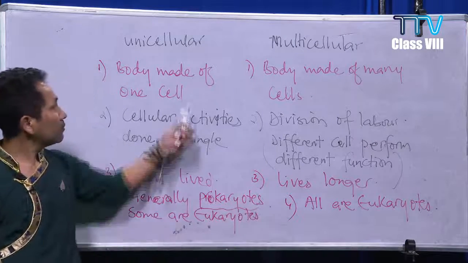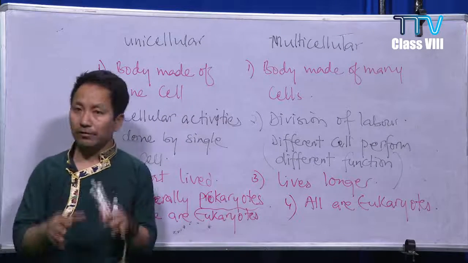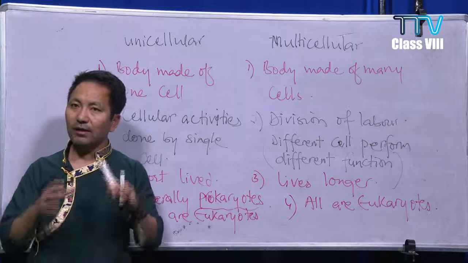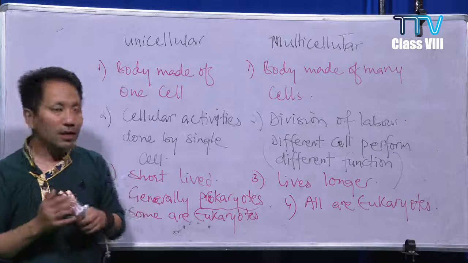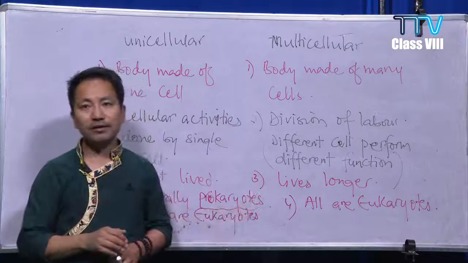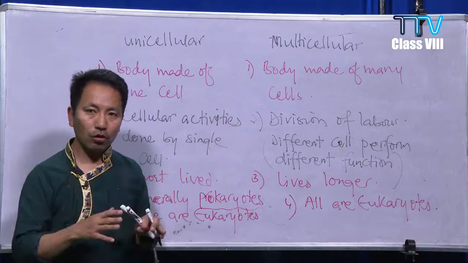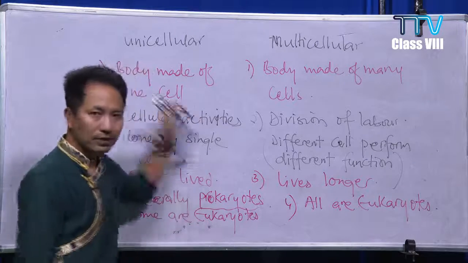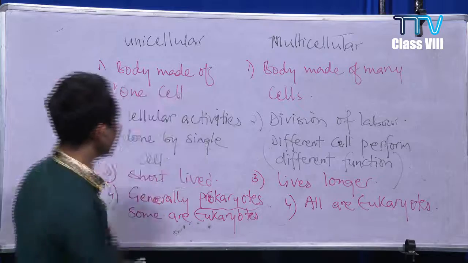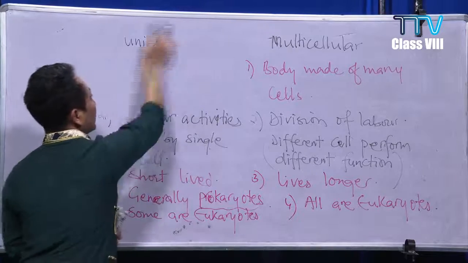Finally, unicellular organisms are generally prokaryotes, but there are some eukaryotes unicellular organism also. And in case of a multicellular organism, all of them are eukaryotes. We don't have a prokaryote multicellular organism. So these are the few differences. I hope it is clear. Now we move on to our next topic.